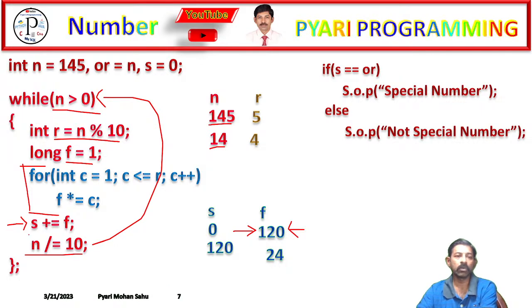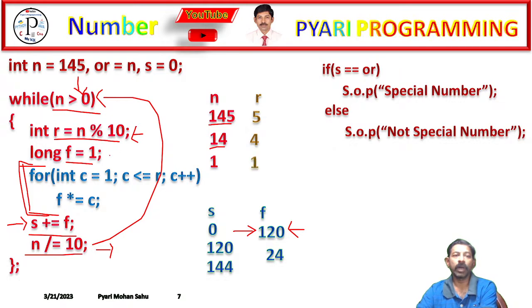After that, sum is equal to sum plus factorial. After this factorial loop, I am calculating the sum. So that's why 120 plus 24, 144. Now after that, reduce the number by 10. So I will get 14 divided by 10. We got 1. So again check. 1 is greater than 0. True. Get the remainder. Remainder is my 1 now.